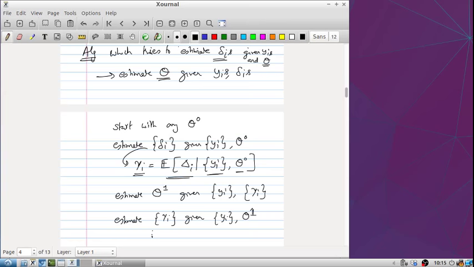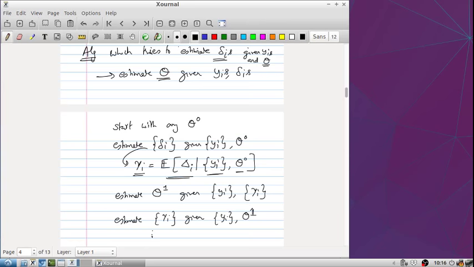So the intuition was if I could know deltas, I would have an easy problem, but I don't know deltas. So I'm going to start with some estimate of my parameters. Given some starting parameter, I would say what could be the possible values of these unknown random variables. Instead of deltas, I'm just calling them gammas because these are not actually 0 or 1, these are numbers between 0 and 1. And if I know gammas and y's, then I can estimate theta. That's what we saw earlier.